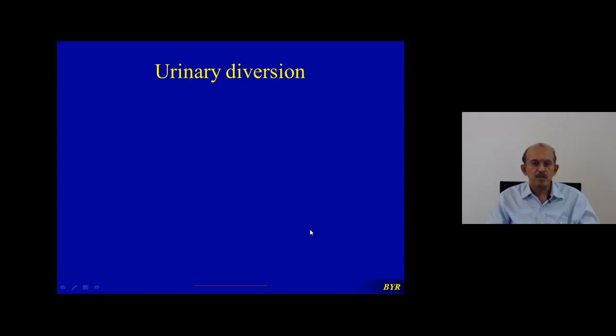Urinary diversion. That means the normal passage of the urine is being diverted to some other route. So where do you do this? After cystectomy, where there is no bladder, you cannot anastomose the ureters to the urethra directly. That is why the urine has to be diverted to some other structure to get evacuated. So, cystectomy.